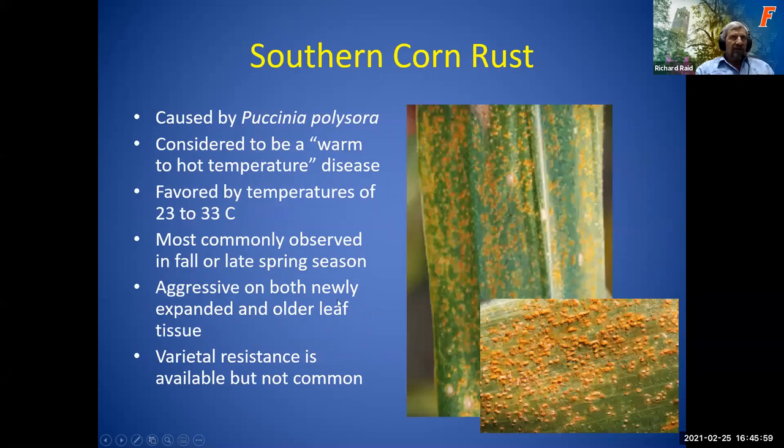Southern rust is caused by another Puccinia species, Puccinia polysora. It's considered to be a warm to hot temperature disease. It loves temperatures much higher than those of common rust, favored by temperatures of 23 to 30 degrees Celsius. Now this one is most commonly observed in the late fall because it does take some time to build up.